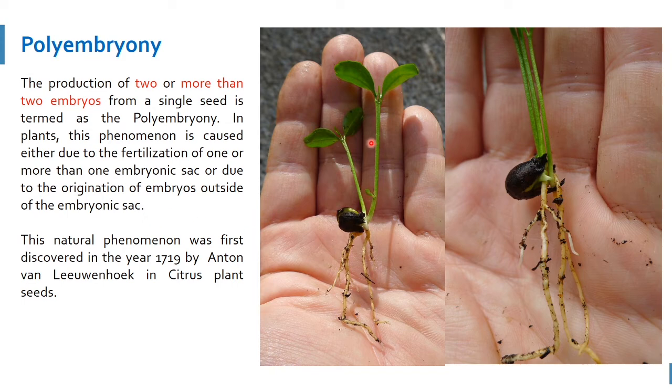So these plants may be, this one fertilized and developed from the true embryo sac, and this one may be developed from a nucellar embryo sac or apomictic embryo sac. There are several terms for these. It can be caused due to fertilization of more than one embryo sac, like two embryo sacs are fertilized, or one embryo originates outside of the embryo sac. This is a natural phenomenon. It was discovered in the year 1719 by Anton van Leeuwenhoek in citrus plants. In citrus plants, polyembryony is very common.